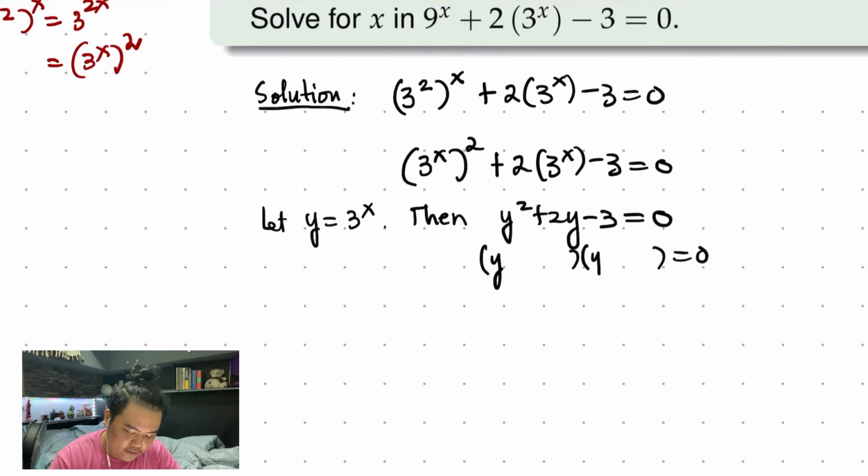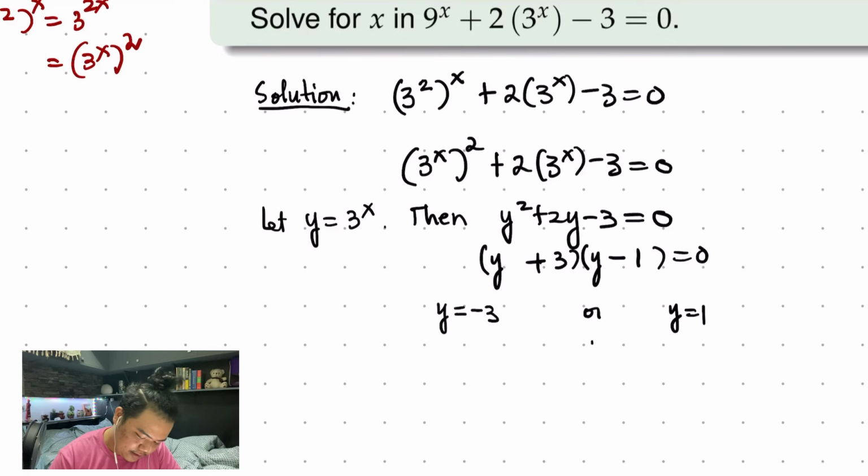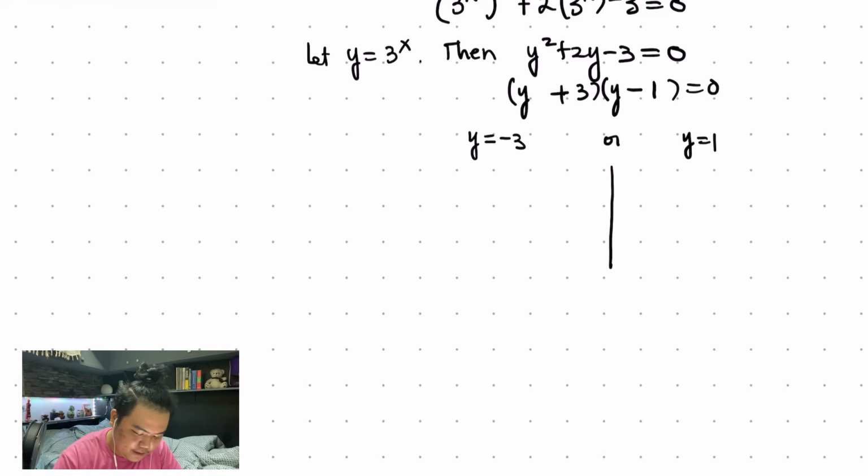So, factor. Feeling ko 3 tsaka 1 yan. Positive 3 minus 1. And y equal to negative 3 or y equal to 1. So, solve nyo lang yan individually. So, dito you will get 3 raised to x equal to negative 3. Hindi ba suspicious to? Fishy yan. Bakit siya fishy? 3 raised to x is an exponential function. What is the range of an exponential function? The set of positive real numbers. So, dapat itong 3 raised to x is positive. So, ibig sabihin, walang x na tutugma dyan. Okay, so this has no solution.